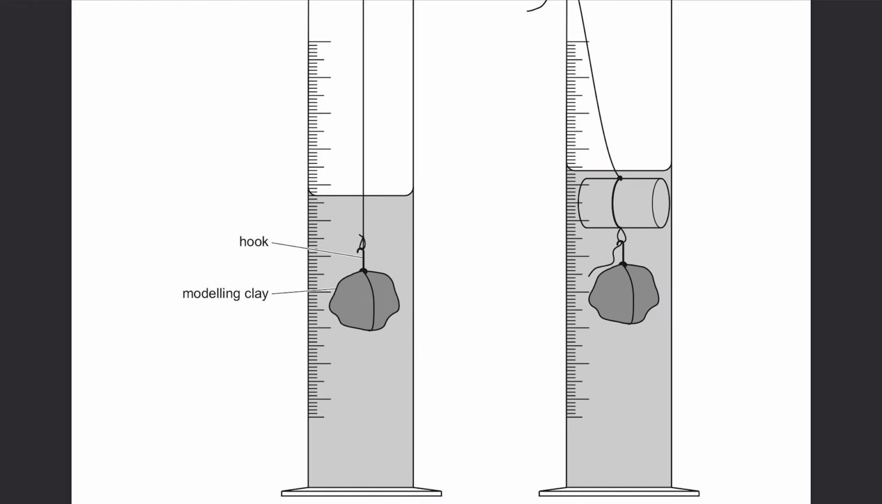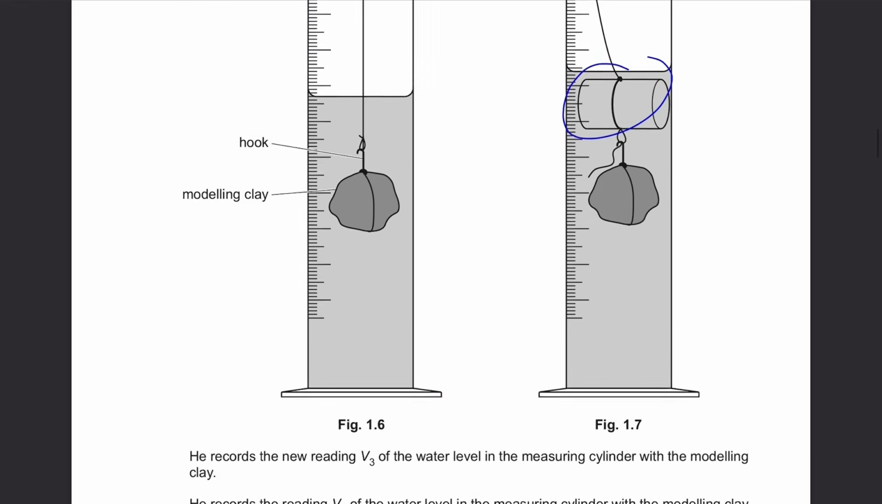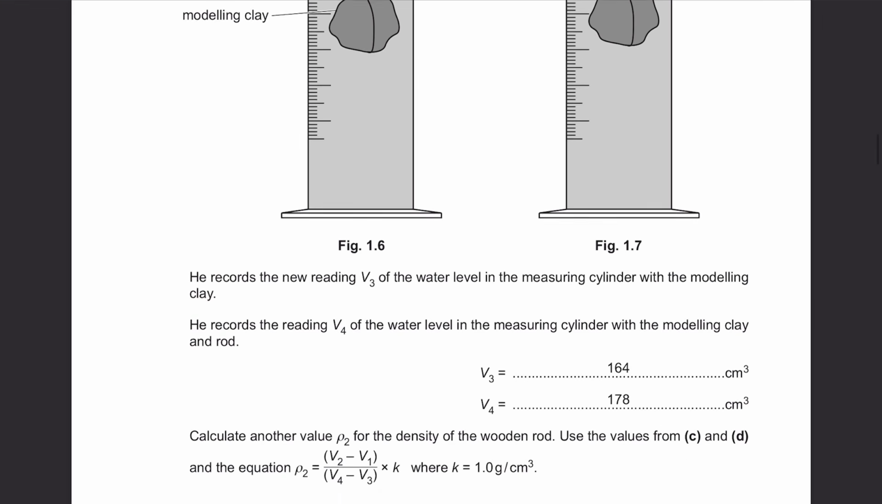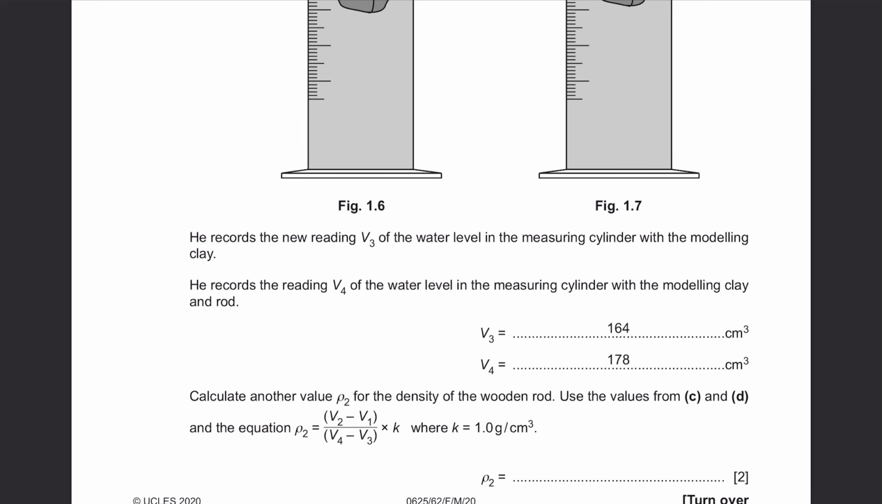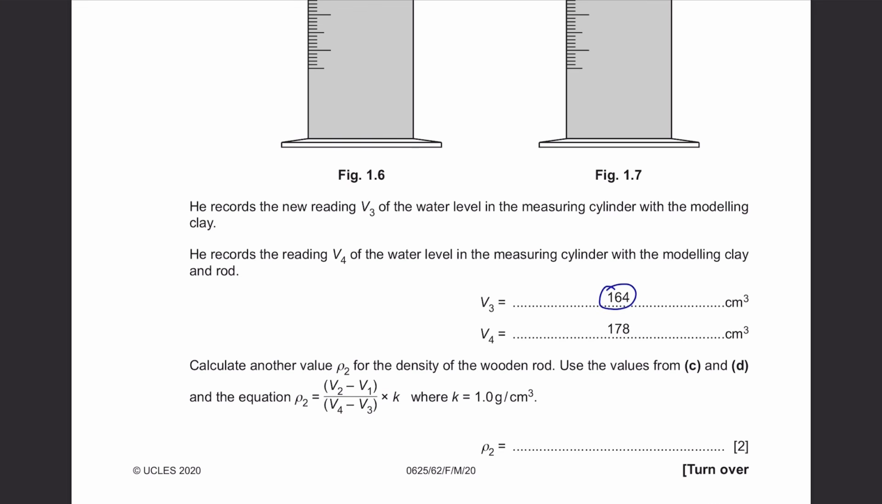Now we have the clay, and above that you put the rod. He records the new reading V3 of the water level in the measuring cylinder with the modeling clay. He records the reading V4 of the water level in the measuring cylinder with the modeling clay and rod. They became 164 and 178.